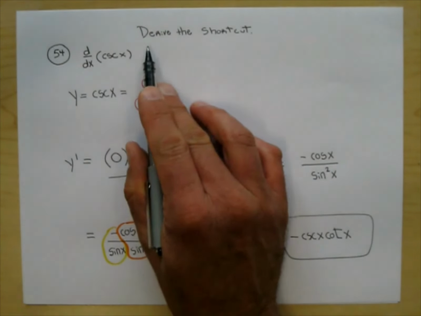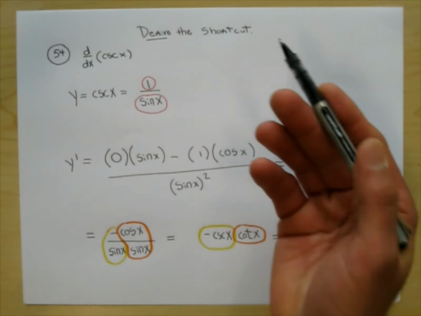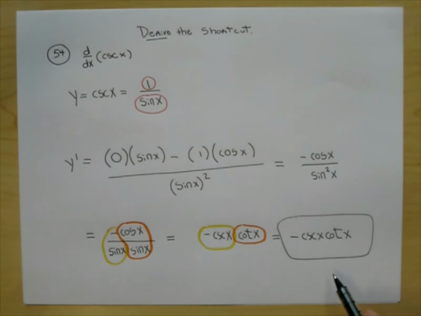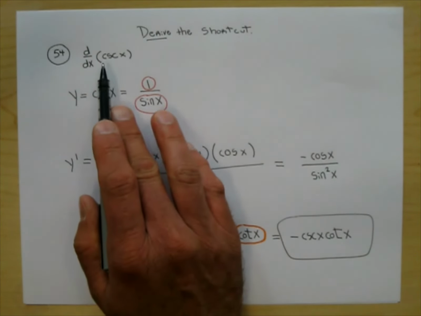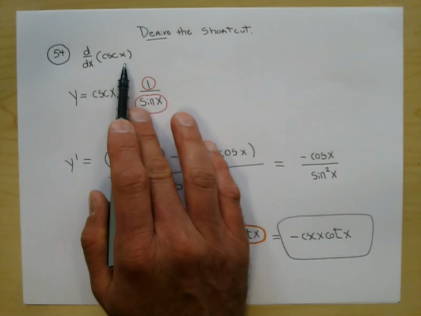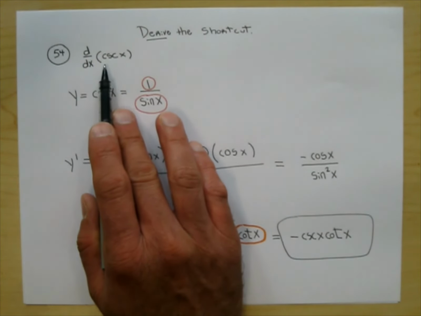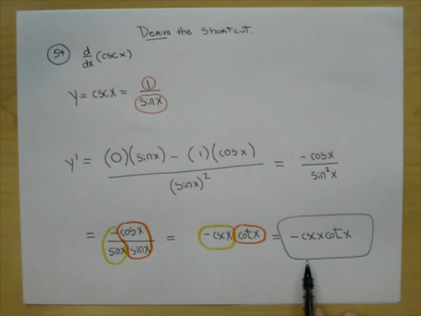Now, when they say derive the shortcut, that's what we did. But for the most part, if you're doing your homework and cosecant is in there, just go ahead and use the shortcut. Use the fact that the derivative is this. So this completes 3.5. Do your homework.